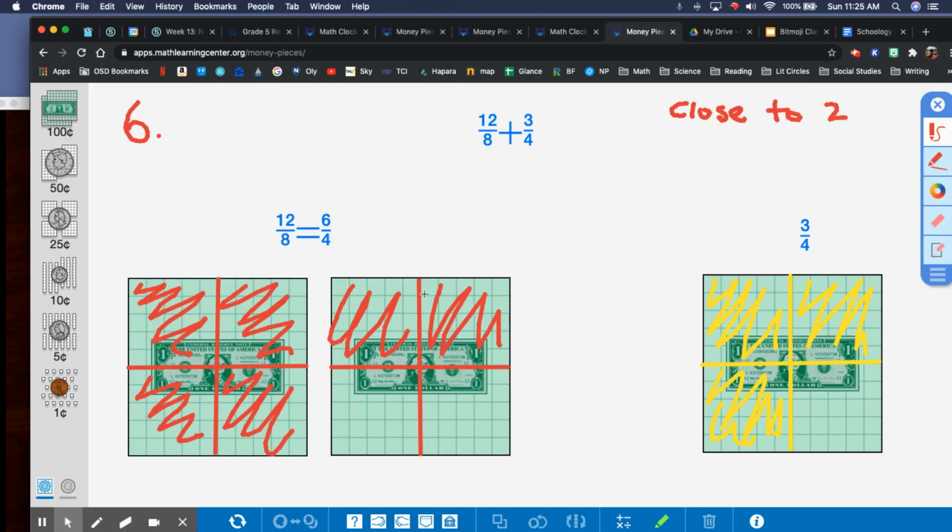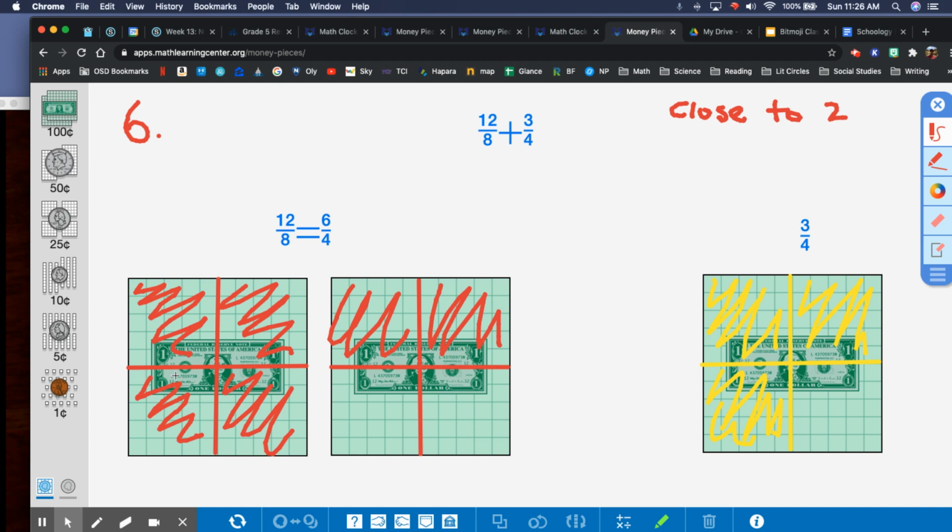Okay, number 6. I have 12/8 plus 3/4. So what I did here was, we have 12/8, I cut those into fourths just by halving the 12/8. So if I half the 12, I get 6. If I half the 8, I get 4. So 12/8 is equivalent to 6/4. And that makes it easier for me to cut my dollars into fourths. And then I shaded in 6/4.